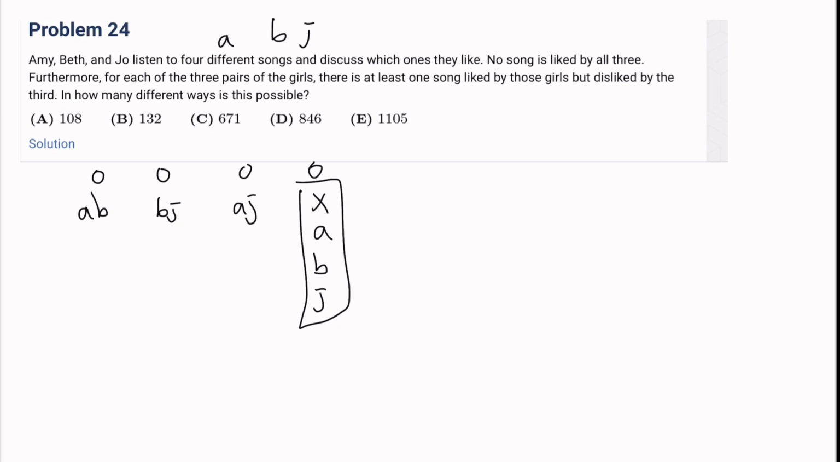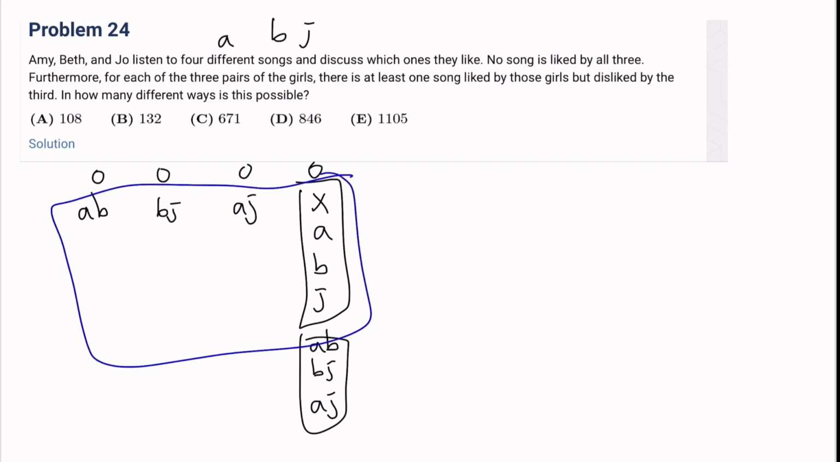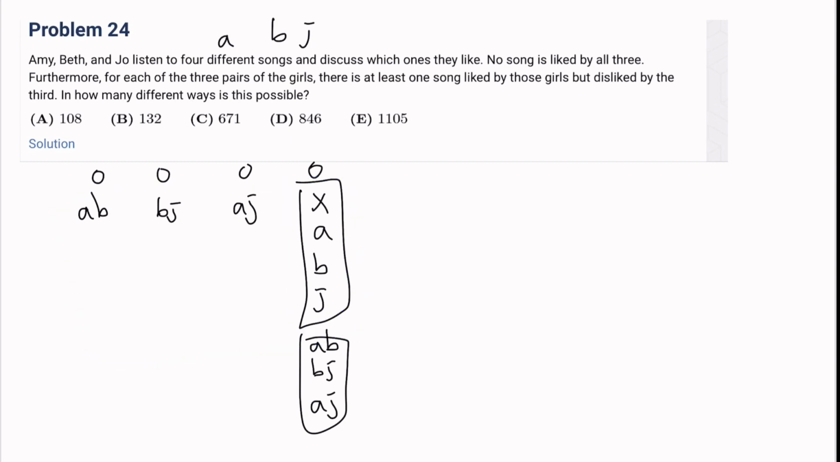And the second section is Amy and Beth could like this one too. Beth and Joe could like this one too, and Amy and Joe could like this one too. And the reason this is separated is because the number of cases for the 4th one being this, and the number of cases for the 4th one being this, is different. Because for this one there's an overlap, right? And so for this one, let's put it in red. There are 4 different preferences and 4 different songs. So there are 4 factorial.